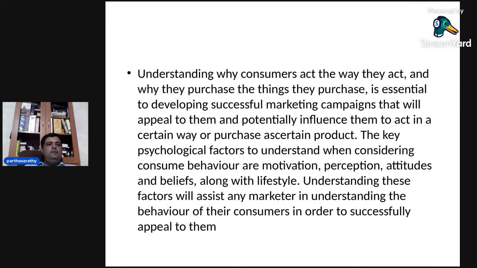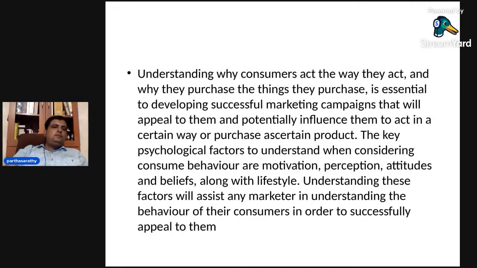Perception: how we see things through our five senses and how we perceive them. Attitude: the likes and dislikes, and beliefs. So, why do we hold a certain belief? That is very important. Then, lifestyle. What kind of lifestyle? How I use my time and money.